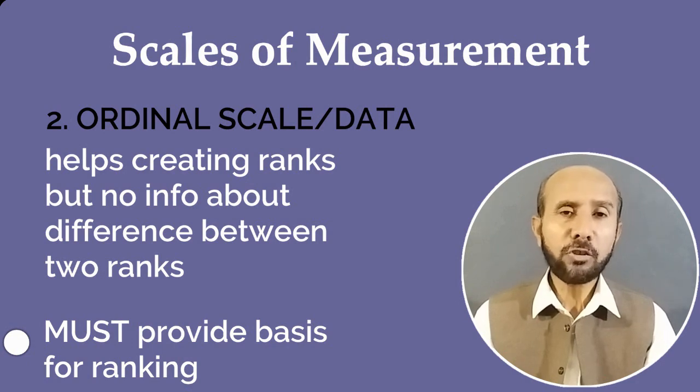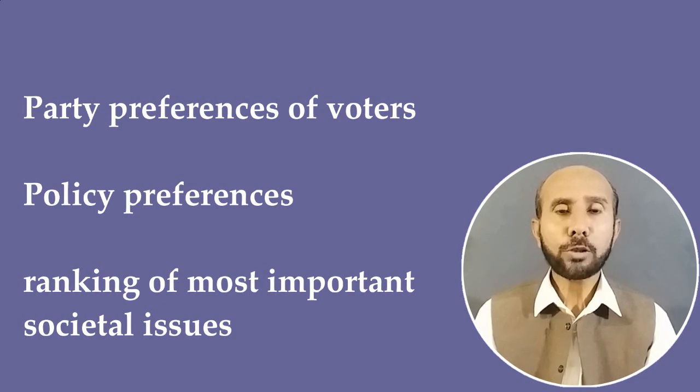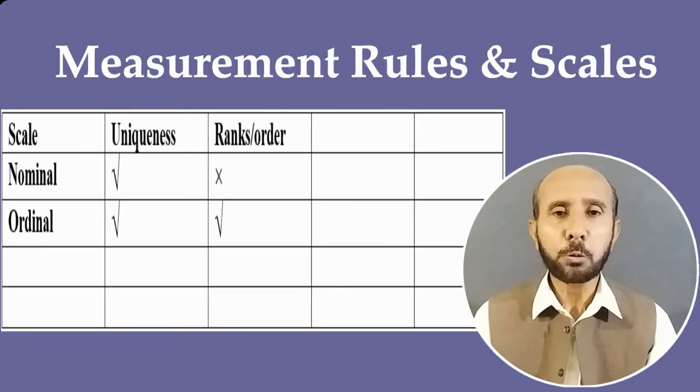Ordinal scale is extensively used in political science. For example, in order to know the party preferences of voters, policy preferences, or the ranking of most important societal issues. So the second rule that has been applied here, along with the uniqueness, is that the data to be measured in this scale must provide information that will help in creating ranking.